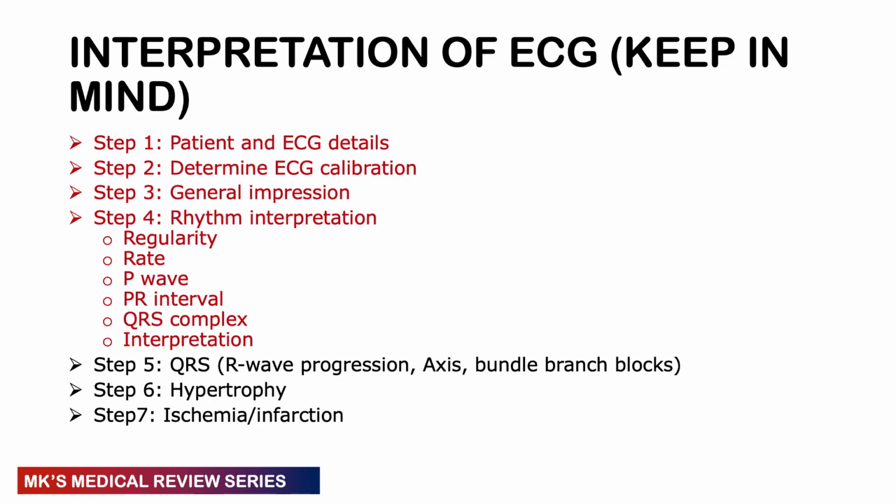So remember where we're coming from and what we've tackled so far. This 7-step interpretation of the ECG: we've looked at step 1, patient and ECG details. Step 2, determining the ECG calibration. Step 3, general impression of the ECG. Step 4, looking at the rhythm interpretation: the regularity, the rate, the P waves, the PR intervals, your QRS complex, and giving an overall interpretation of the rhythm. In the subsequent videos, we'll look at the interpretation of the QRS complex. We'll look at picking up different types of hypertrophy on the ECG, as well as ischemia and infarction.